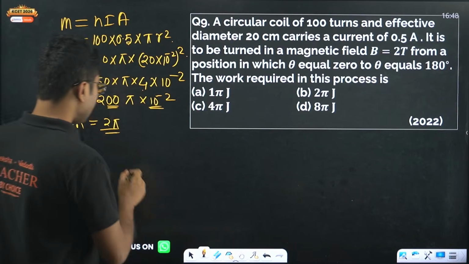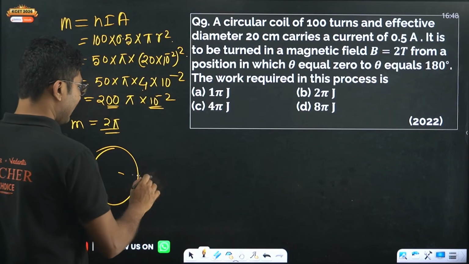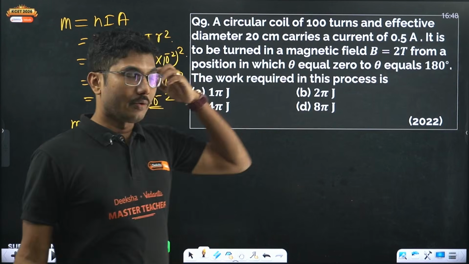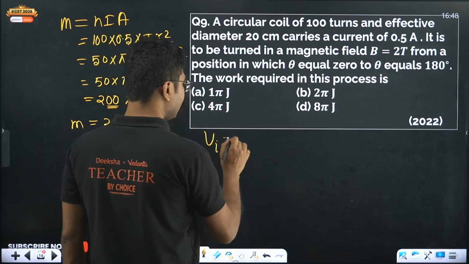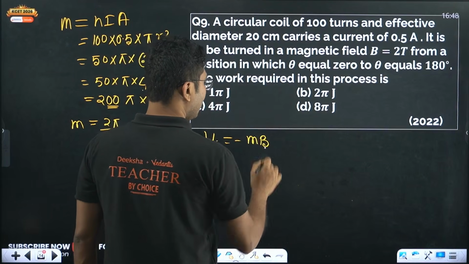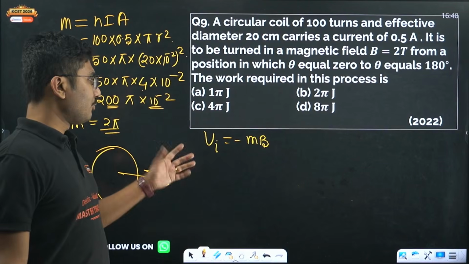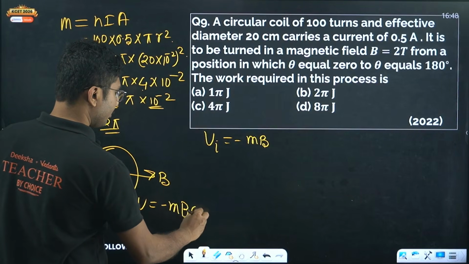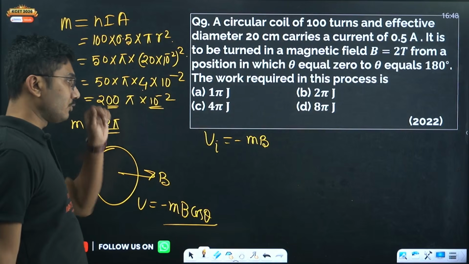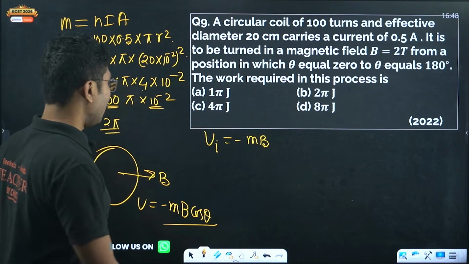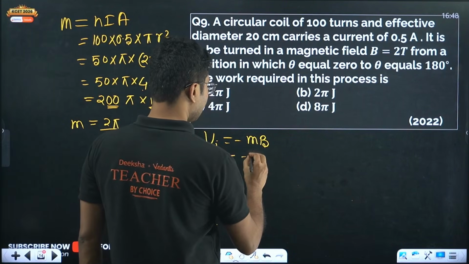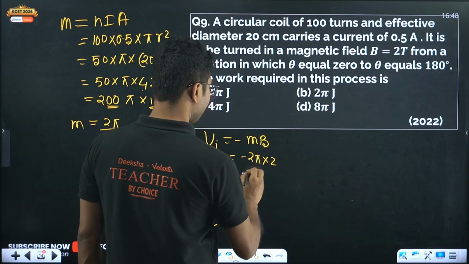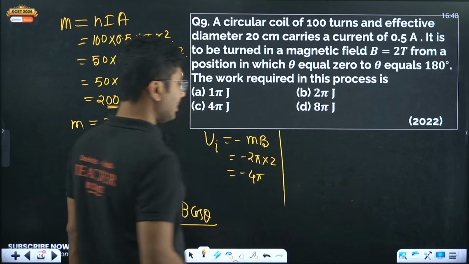Now we have the magnetic moment, and magnetic field B is given. So what is the potential energy when the angle is 0? The potential energy formula is minus mB cos theta. So for theta equals 0, cos theta is 1, so U is equal to minus mB. So put the value, minus 2 pi into B, which is 2 Tesla, that is minus 4 pi. This is the initial potential energy.